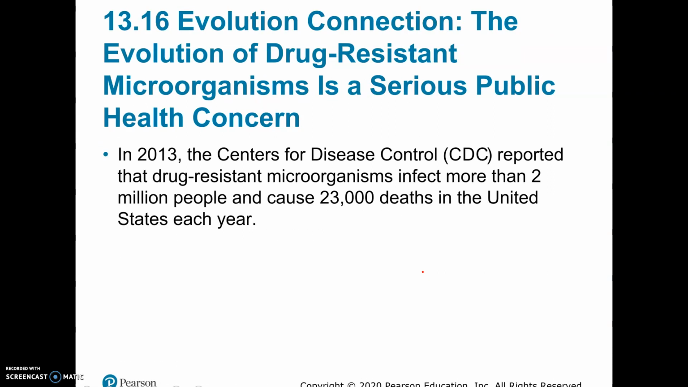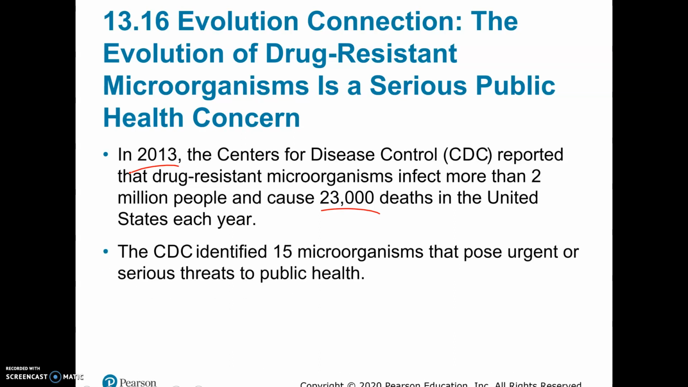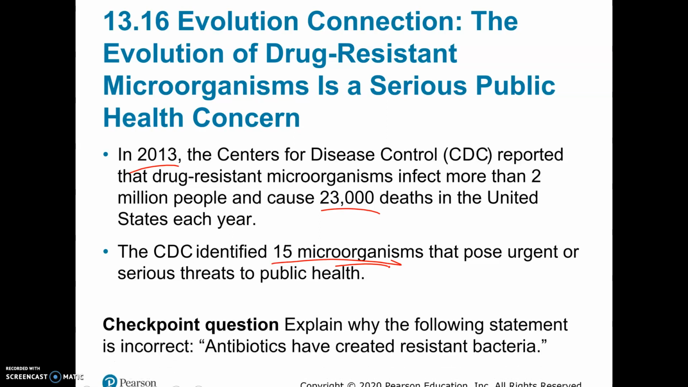Okay, and this is just explaining that a lot of deaths, 23,000 deaths, back in 2013. This is a little bit of old data, but the idea is that there are a lot of deaths from these microorganisms that are resistant to drugs. There are at least 15 that are serious health risks. You've probably heard of MRSA, for example, methicillin-resistant staph. These are bacteria that are resistant to pretty much all the antibiotics we have, and so it's very hard to treat infections that are caused by them.